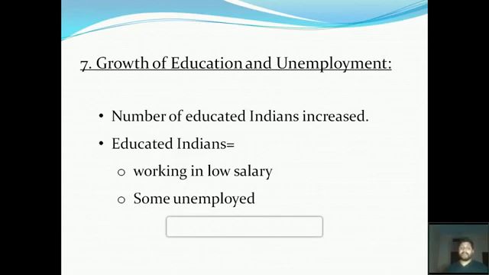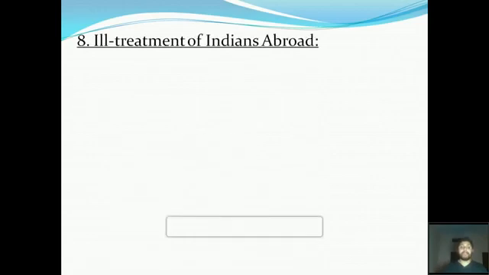That was the seventh point. Now we move to the eighth point, and the eighth point is ill treatment of Indians abroad. Indians were not even considered human in different parts of the world.